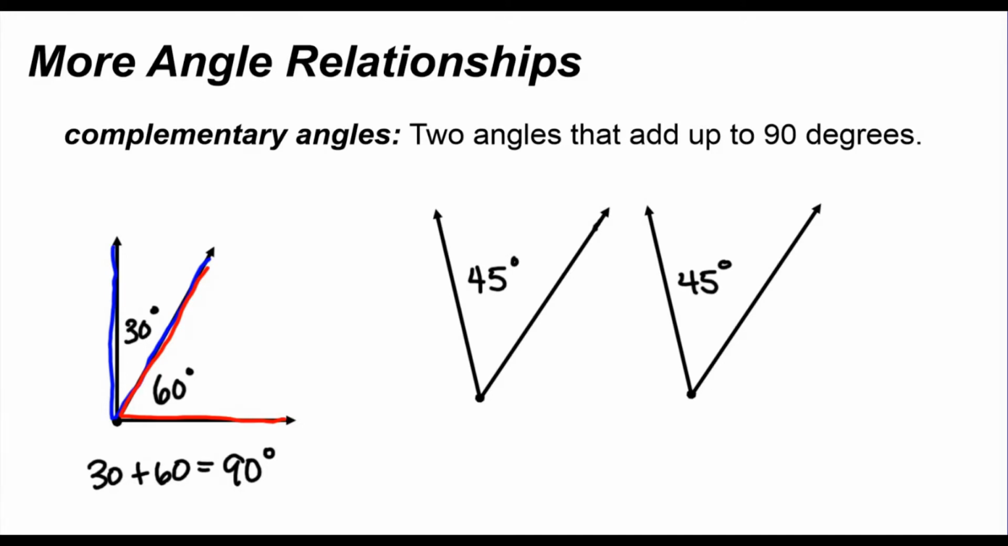In the second example here, I have two identical angles. Each angle is 45 degrees. And if I were to add these two angles together, I would get 90 degrees. So these two angles would be complementary angles.